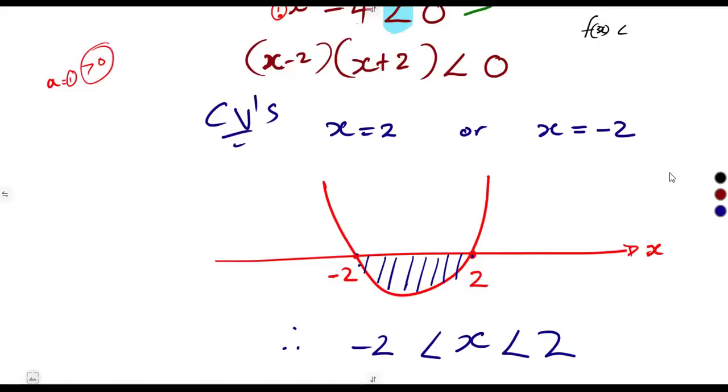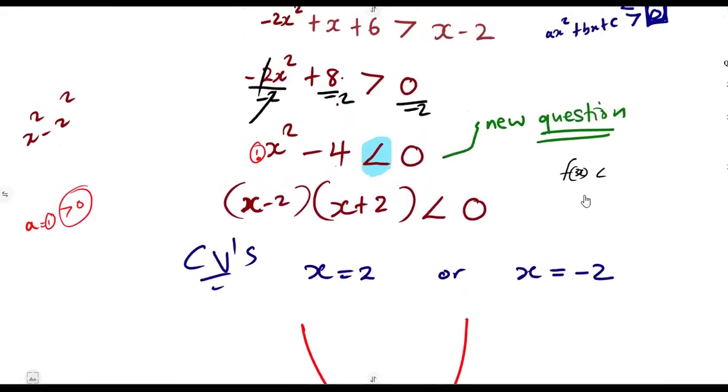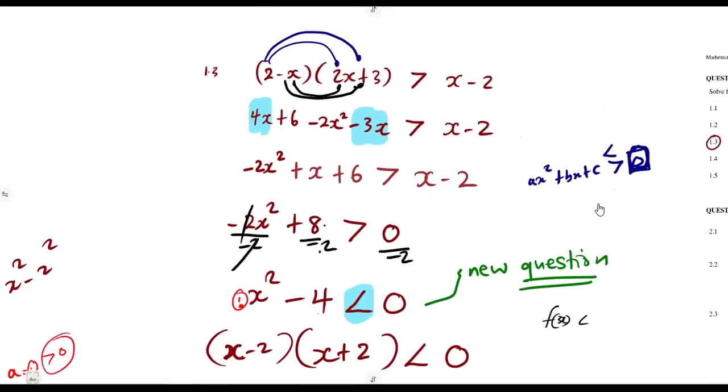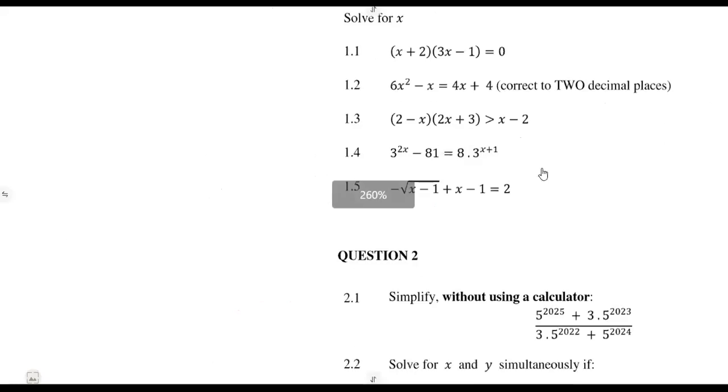Just like that. So guys, remember your solutions as we had from our topic of inequalities. Just make sure you go through more revisions there. All right, so guys, let's communicate if there is any part that you have questions about. That was our 1.3 there.